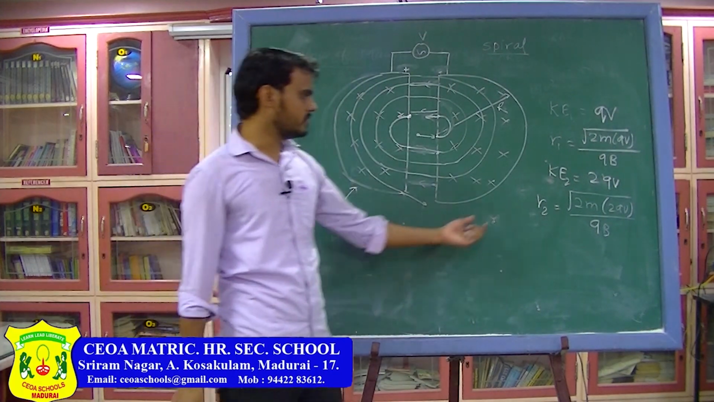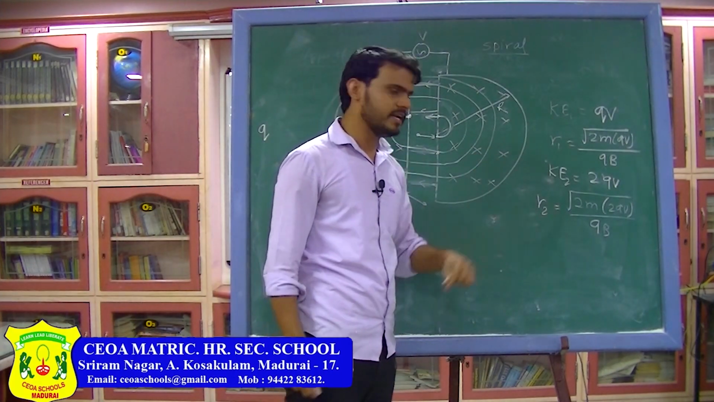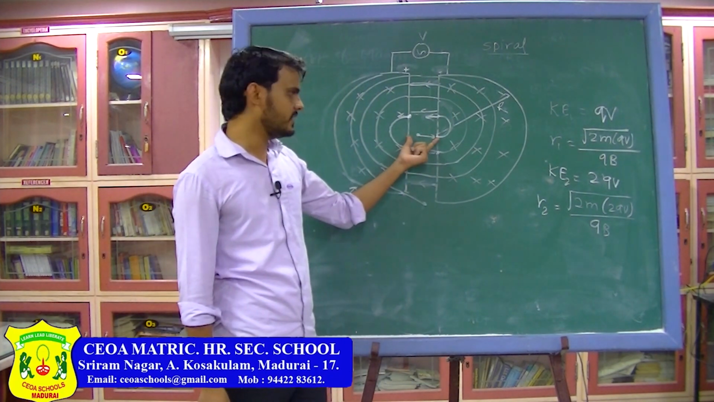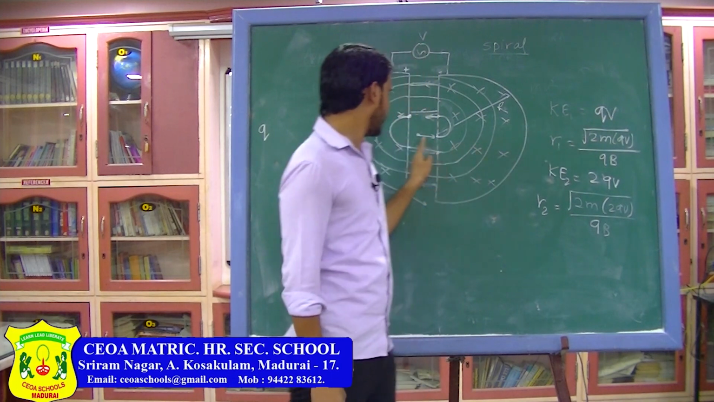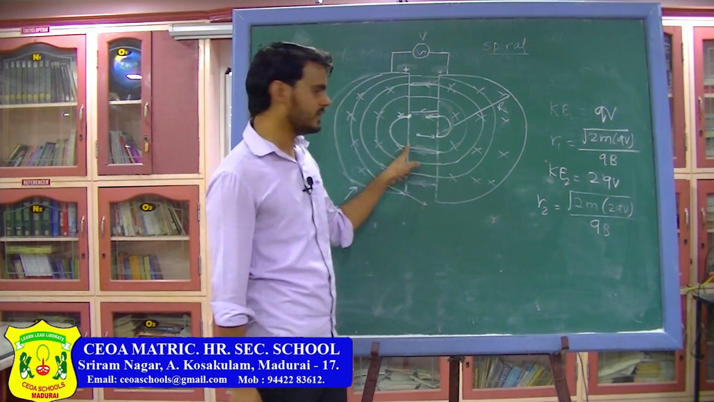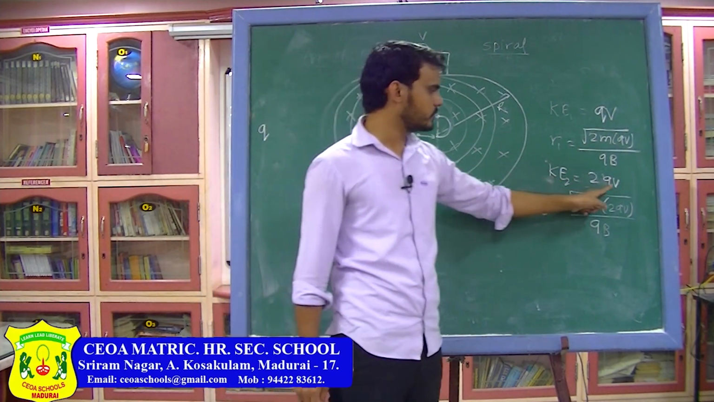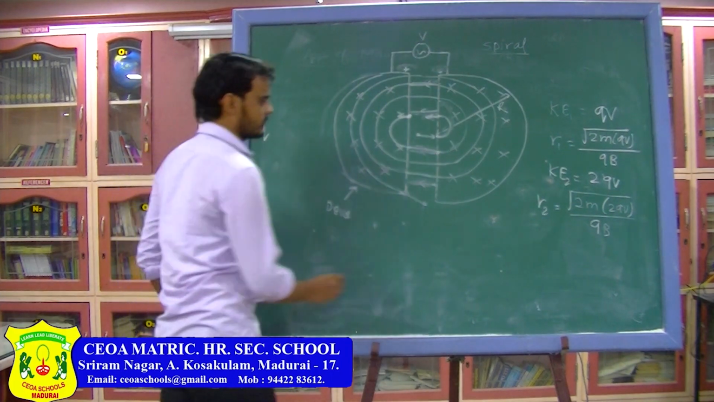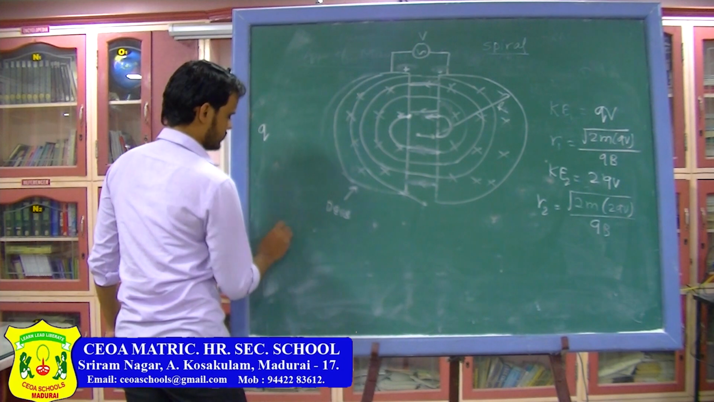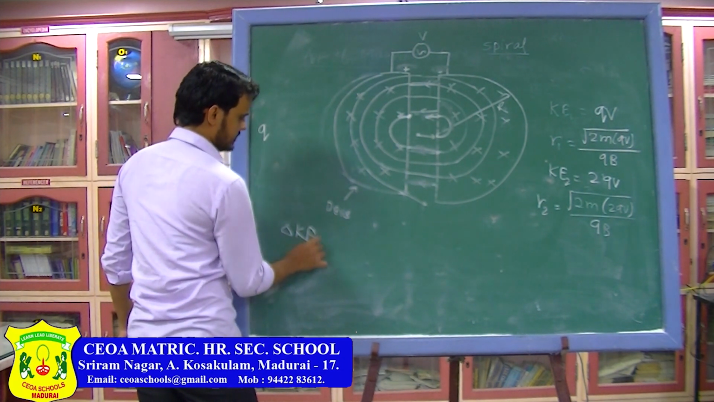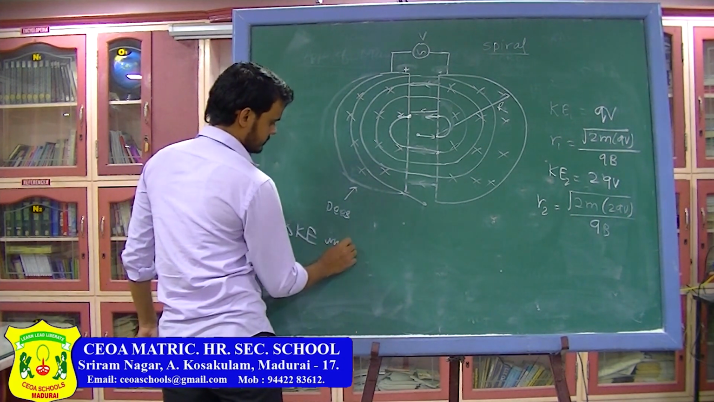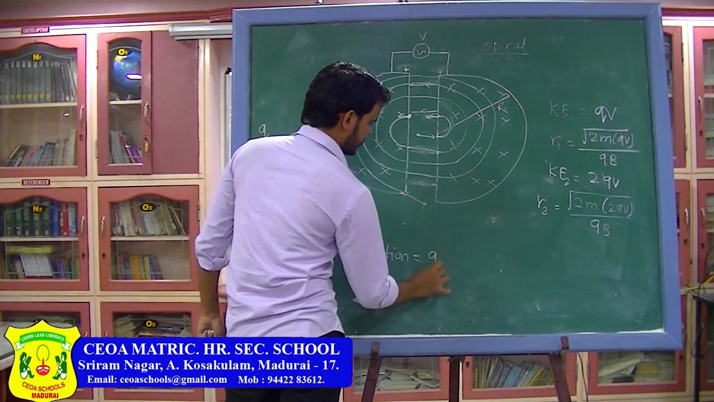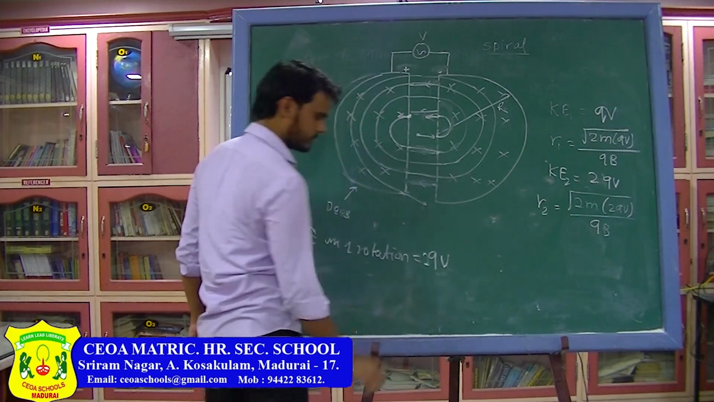Now you have to remember the formula for kinetic energy and the formula for radii. When the particle starts from here, the kinetic energy is qV, and when it completes one turn and returns here, the kinetic energy is 2qV. So in one rotation the kinetic energy is increased by 2qV. So, the change in kinetic energy in one rotation is equal to 2 into qV.